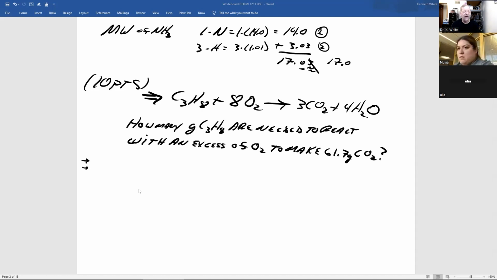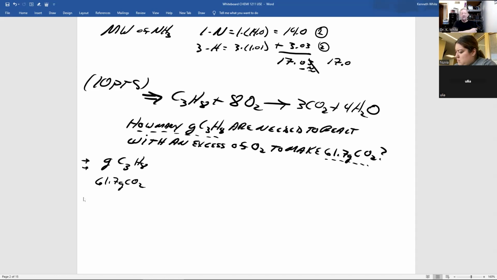All right. Everybody's done, so it's my turn. We're trying to find how many grams of propane, C3H8. What are we given? We're trying to make 61.7 grams of CO2. Now, when you see an excess of oxygen, that means you can forget about it, and it doesn't say anything about water, so you can forget about that too.